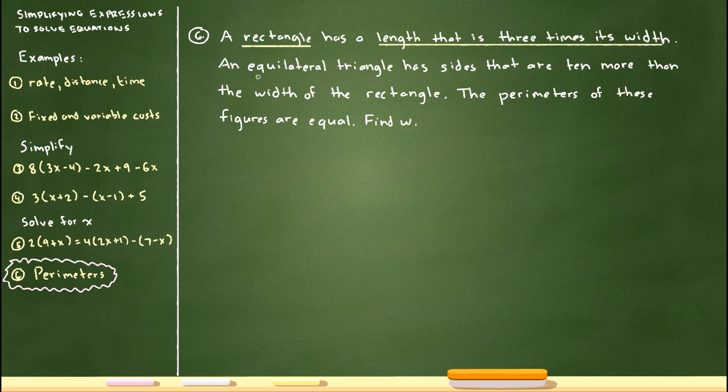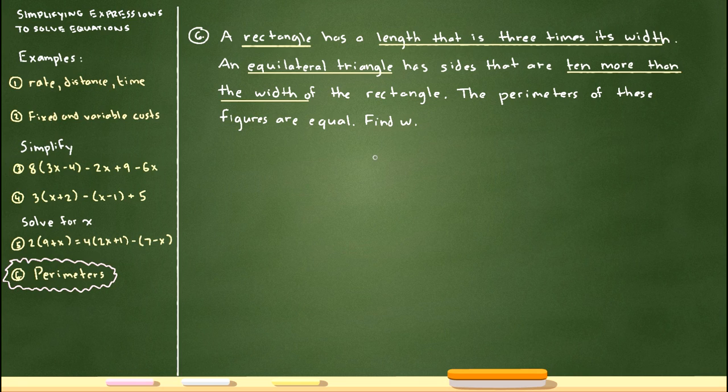That seems like an important piece of information. And then we have an equilateral triangle, so that's important. And this equilateral triangle has sides that are 10 more than the width of the rectangle. Okay, so the perimeters of these figures are equal. So find W, so find the width. Okay, that's what they're asking for.